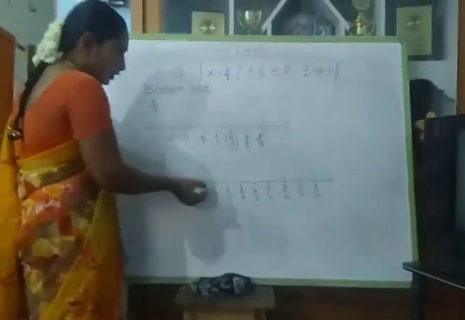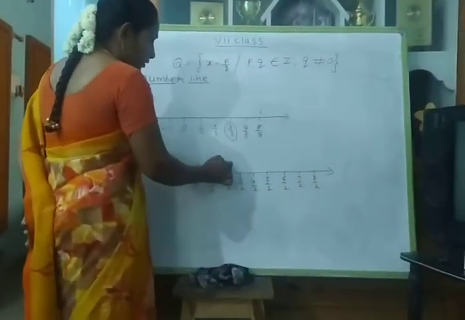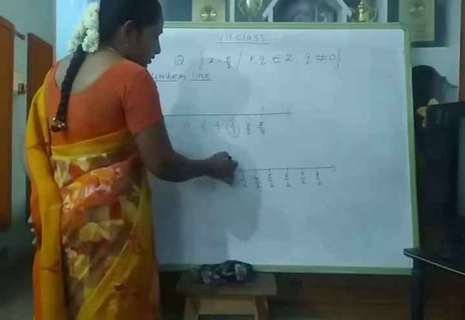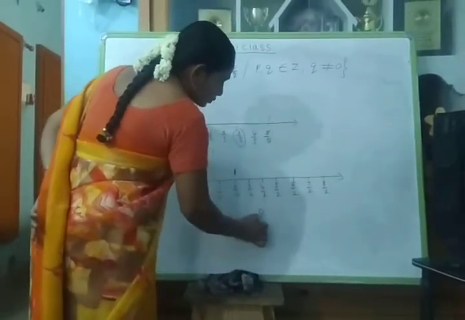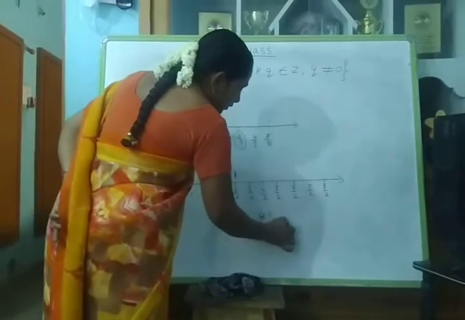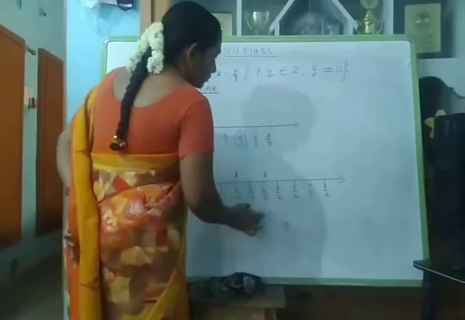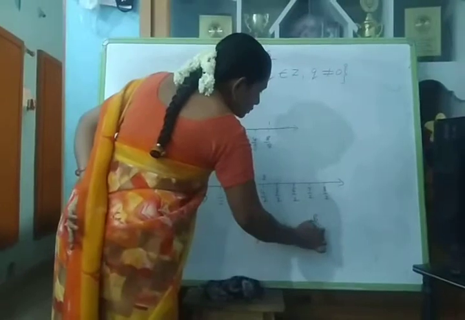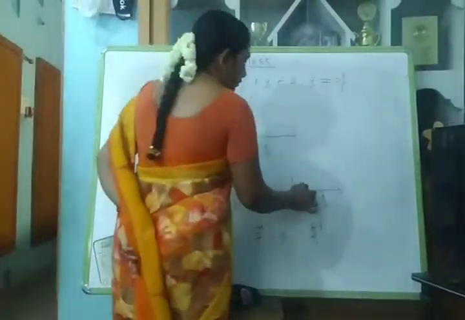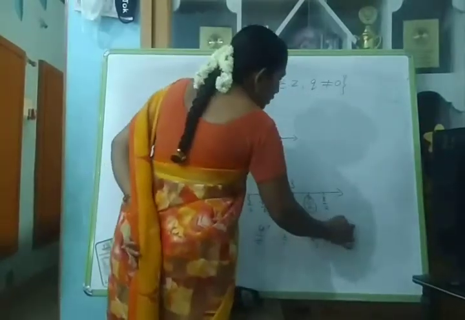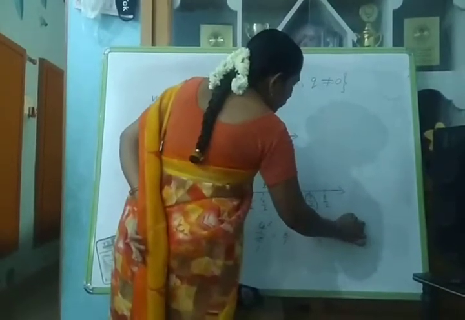See here, 2 by 2 is nothing but 1 only. 2 ones are 2, 2 ones are 2, they cancel. Here 4 by 2, what will you get? 2 ones are 2, 2 twos are 4, so 2 by 1 is nothing but 2. 6 by 2 means 2 ones are 2, 2 threes are 6, so 3. After that you get 7 by 2. 8 by 2 means 2 ones are 2, 2 fours are 8, so 4.